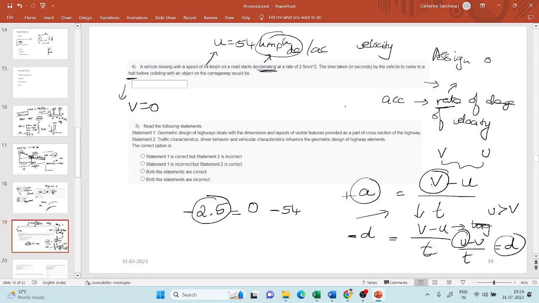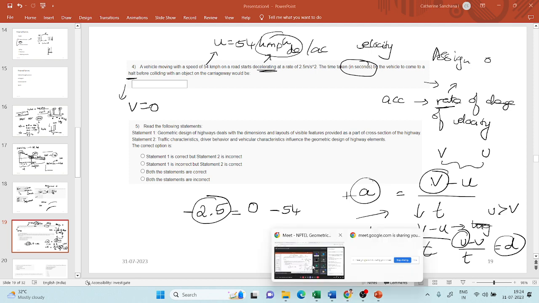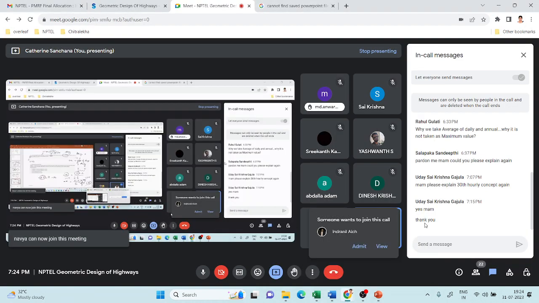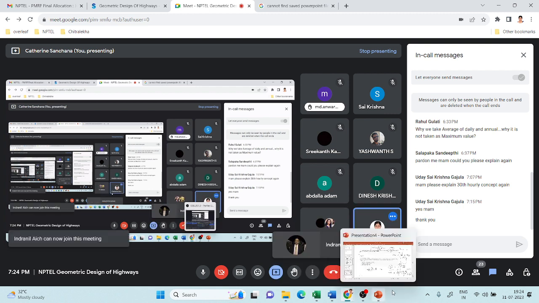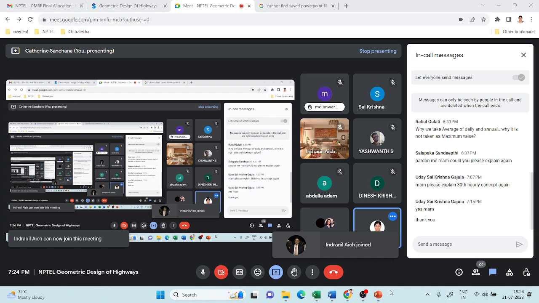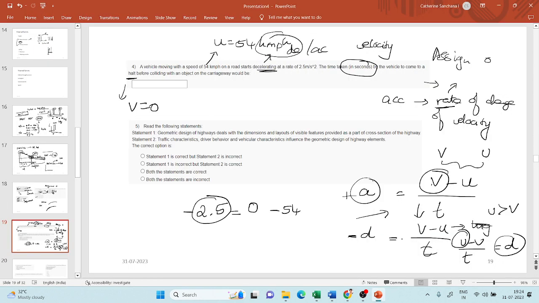So, and you want the time in seconds. So you should balance the units, right? So convert kilometers per hour to meters per second. And how will you do this?